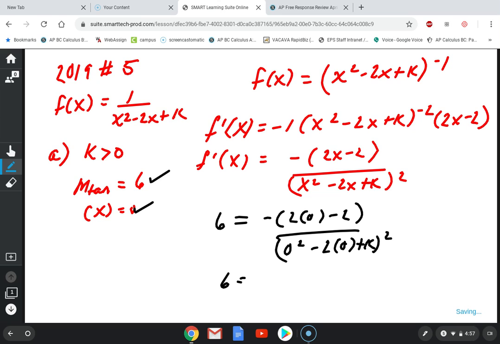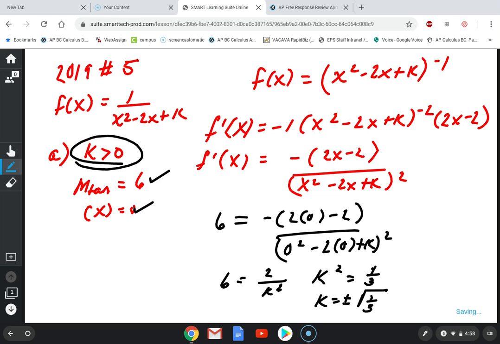So I have 6 equals 2 over k squared. So k squared equals 1/3. So k equals plus or minus the square root of 1/3. And because we were told k is greater than 0, we are going to say that k equals 1 over the square root of 3.